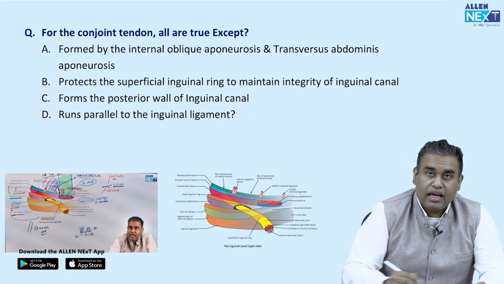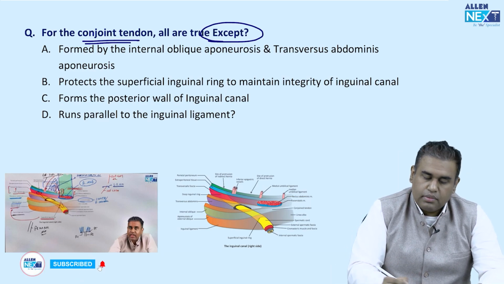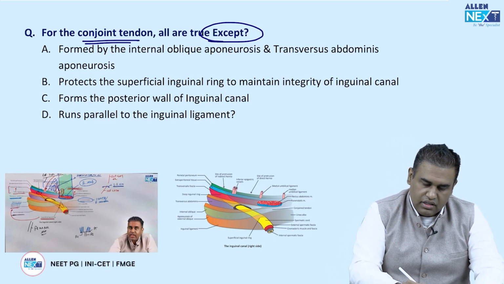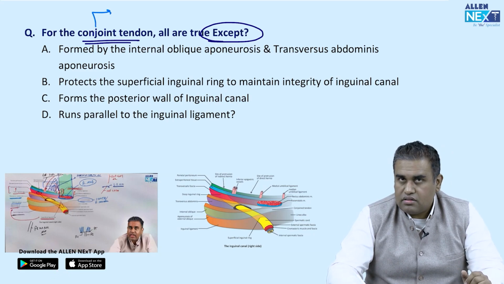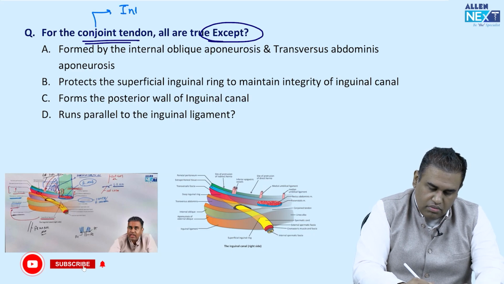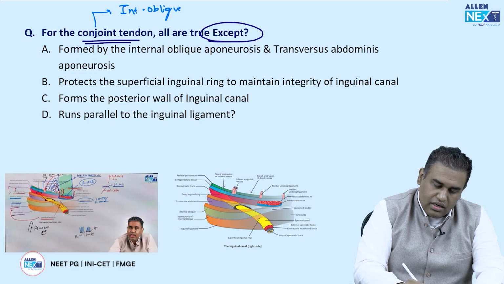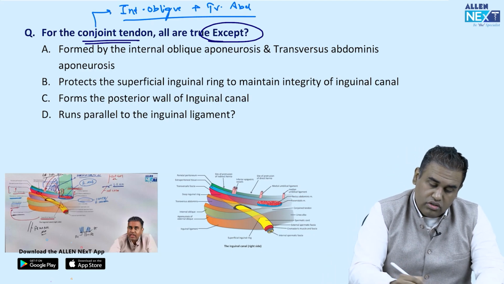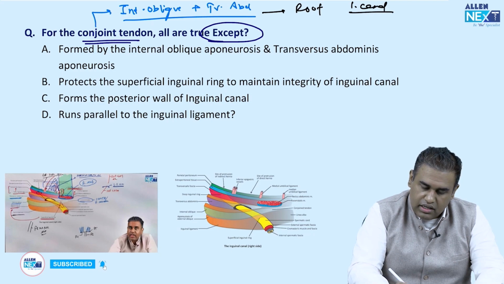Again, the topic is the inguinal canal and the anterior abdominal wall. Now, for the conjoint tendon, all are true except, what is false about the conjoint tendon? Before going to the options, let me clear a few points. The conjoint tendon is a junction of 2 tendons, those of the internal oblique and transverse abdominis. They form the conjoint tendon. Also remember, it mainly forms the roof of the inguinal canal, but it also goes to the anterior wall as well as the posterior wall.